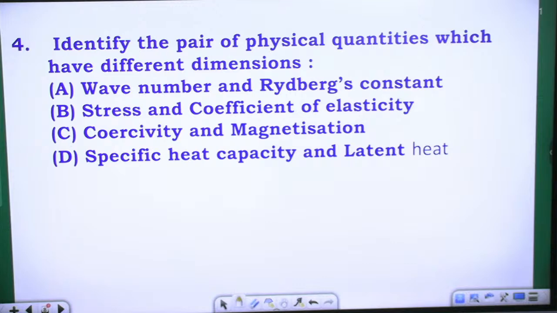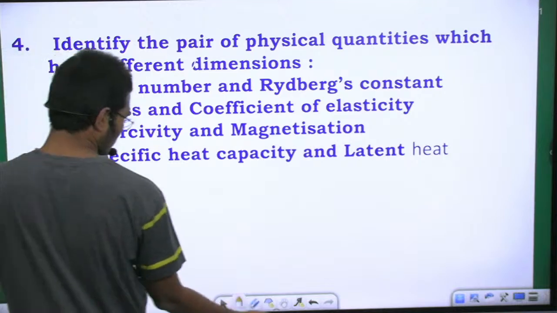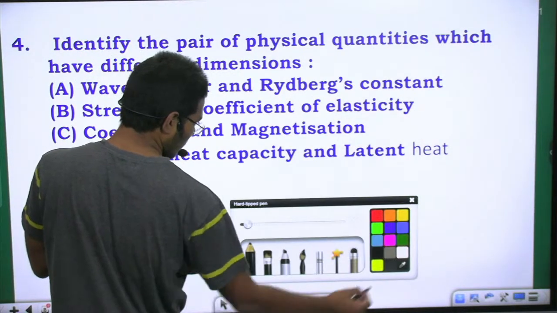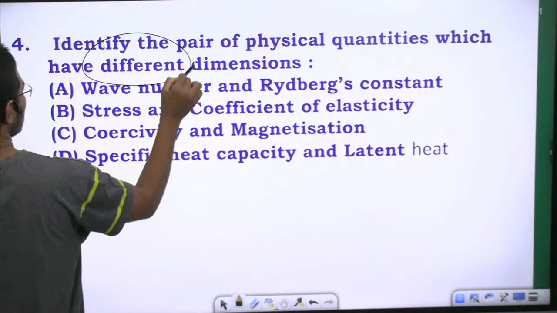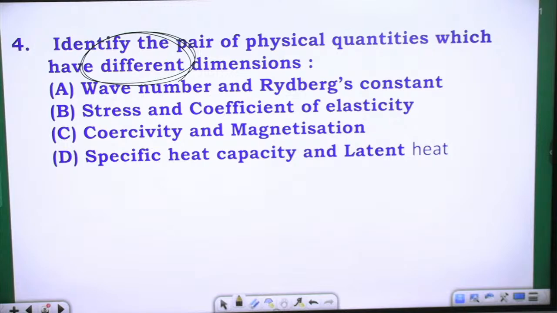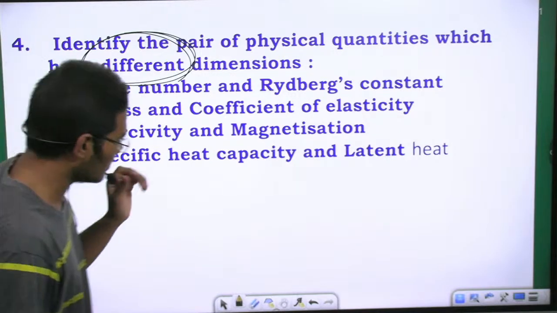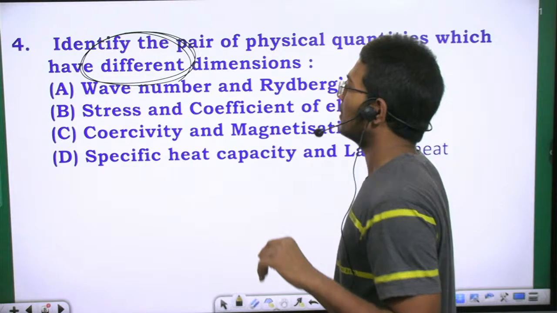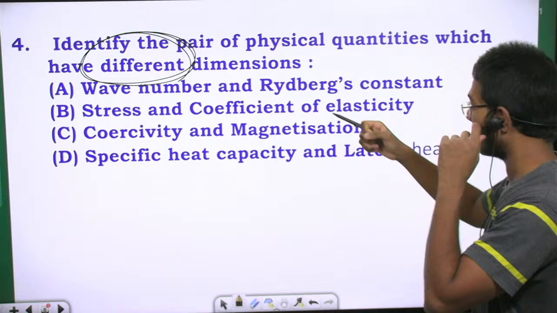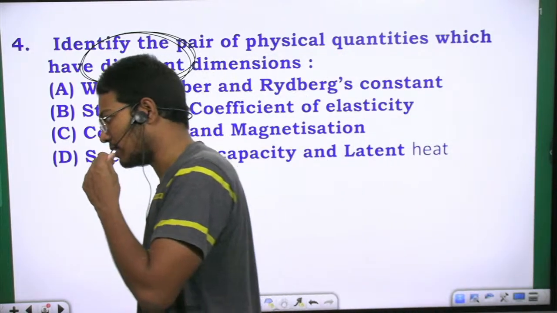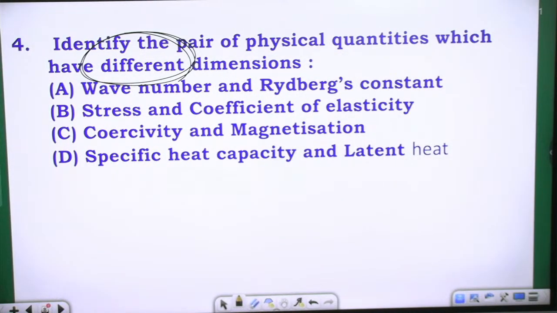Identify the pair of physical quantities which have different dimension. See, if you look at the 24th June second shift, we got the same question, but the question was to identify the physical quantities which have the same dimension. Here it is different dimension. See, concepts and questions are being repeated. So make sure that you cover the entire previous year questions so that the majority of them get covered and there's a good chance that you can score high. So, the different dimension.